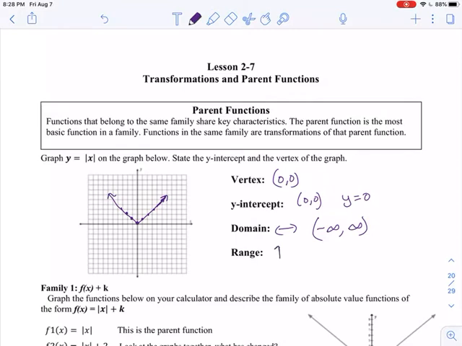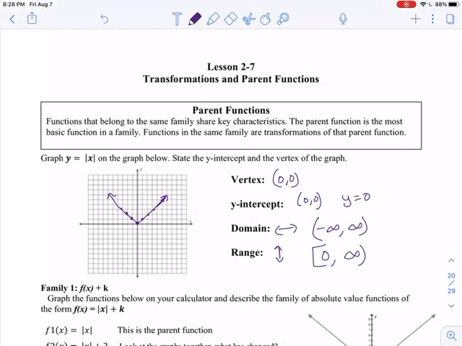The range are my y's, and I look up, down. The bottommost point is 0, and I am including 0. And the topmost point keeps on going forever and ever, and that's infinity. Okay, and you can put these in your graphing calculator. I will do that for the next one because I want to look at f of x plus k.